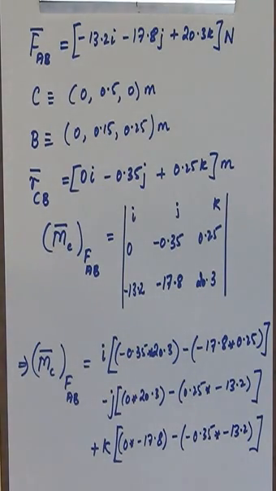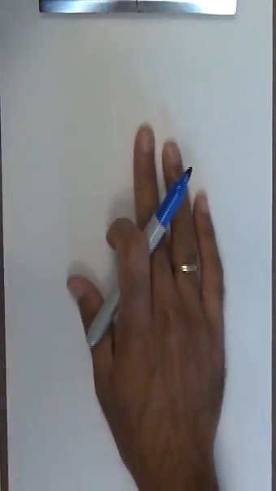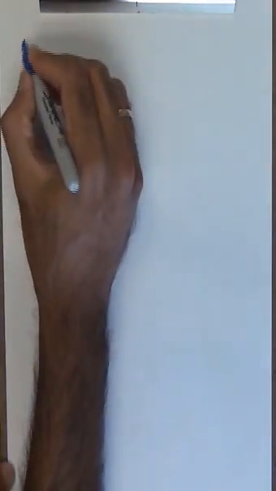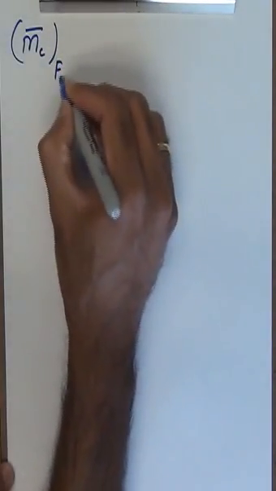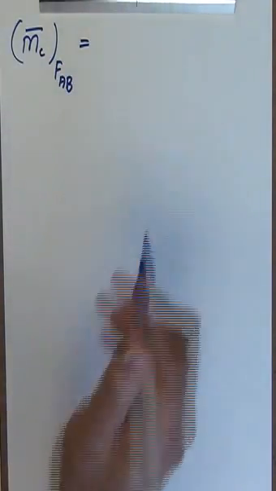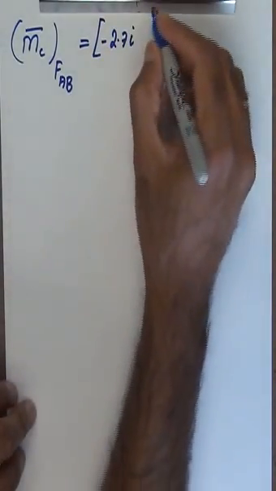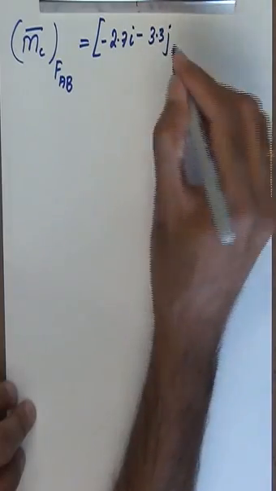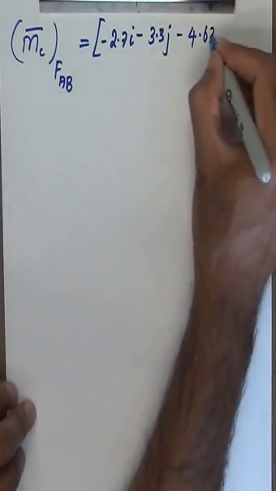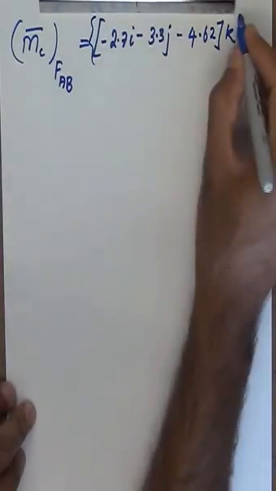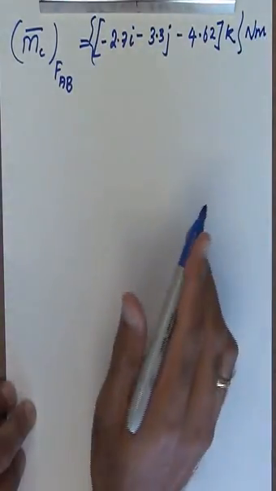Alright, we can compute this determinant by crunching these numbers, and we get the following answer for the moment about the point C. After we go through the calculation, the moment due to the force FAB is going to be minus 2.7 i, minus 3.3 j, minus 4.62 k, in Newton meters.